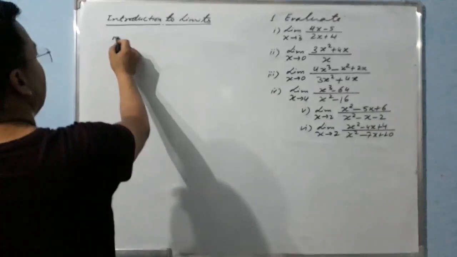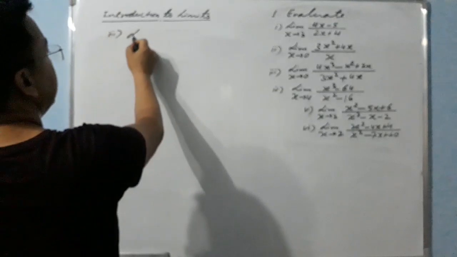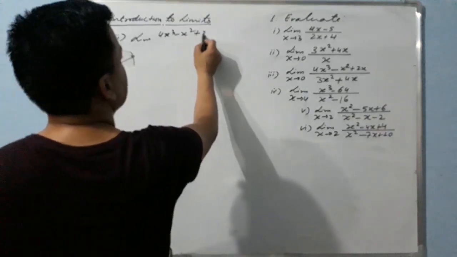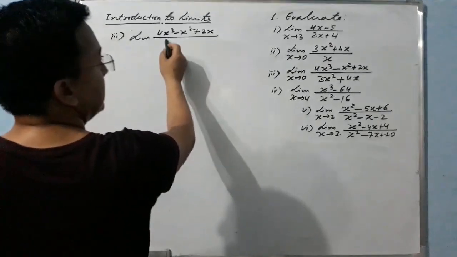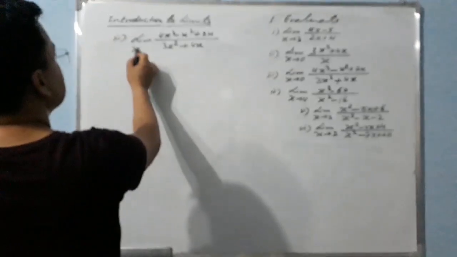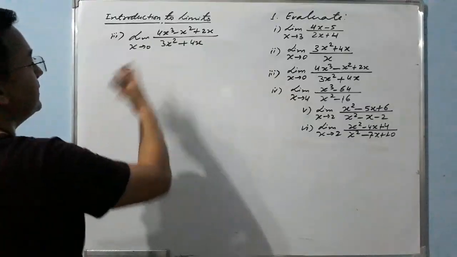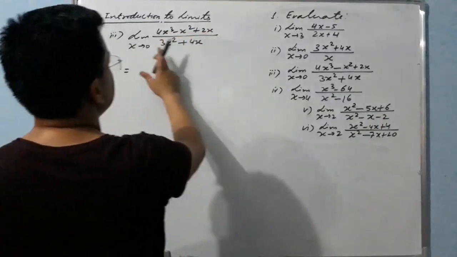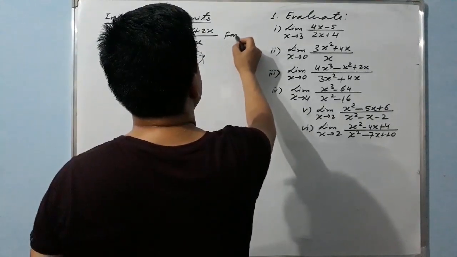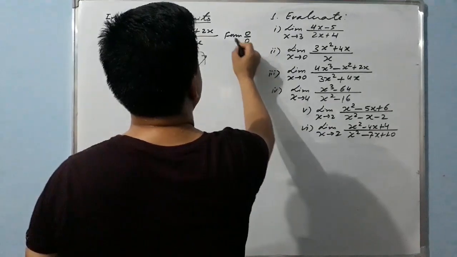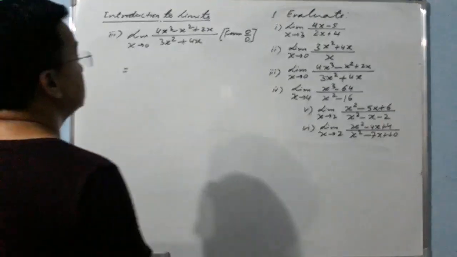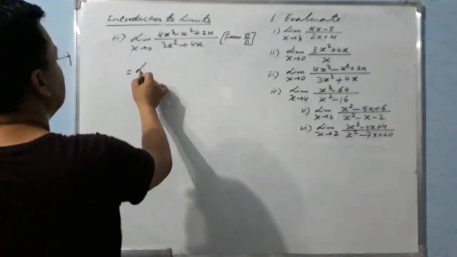Now third one, limit of 4x cube minus x square plus 2x upon 3x square plus 4x as x tends to 0. If you see here, 0, 0, 0, so definitely you are going to get 0 upon 0, which means indeterminate form.